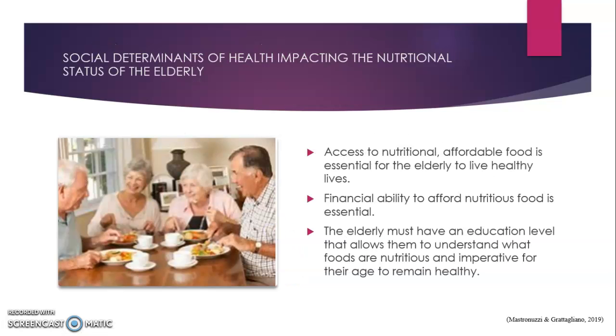And then the social determinants of health that impact the nutritional status of the elderly. Access to nutritional, affordable food is essential for the elderly to live healthy lives. If they don't have the ability to afford healthy food, if they have to determine whether they pay the rent this month, pay their electric bill this month, or spend that money on nutritional, healthy food, chances are the food is going to go to the back burner and things like the rent and the electric bill are going to be paid first. And as a result, their nutrition lacks, which can impact their health physically.